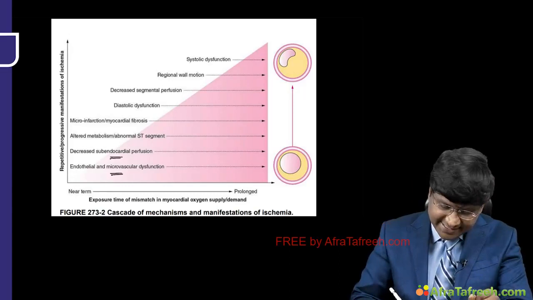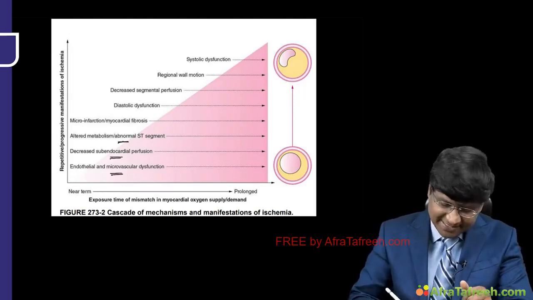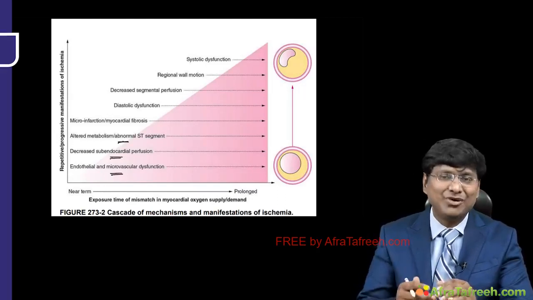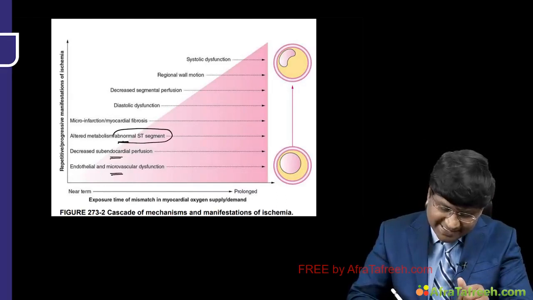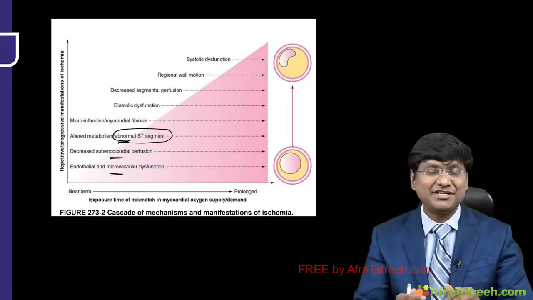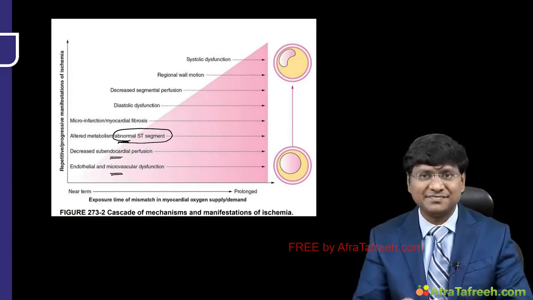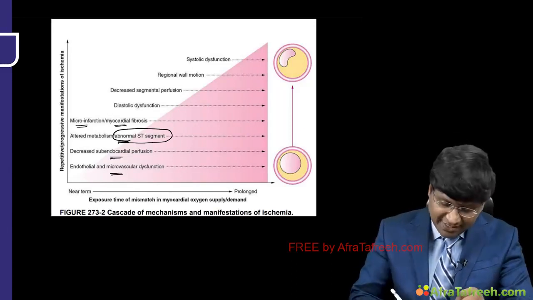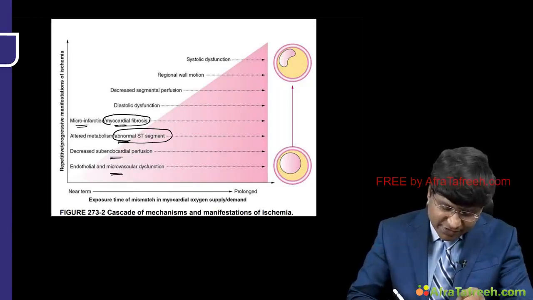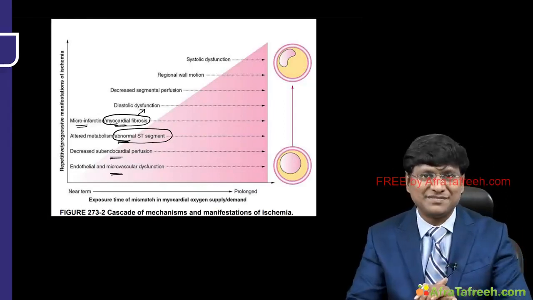Next, there is decreased subendocardial perfusion. Next, at this point, there will be abnormal metabolism within the myocardium, and that will cause abnormal ST segment changes. Either ST segment depression if it is ischemia, ST segment elevation if there is infarction, right? And there will be microinfarction or myocardial fibrosis. And once there is development of myocardial fibrosis, that will continue to develop the diastolic dysfunction.